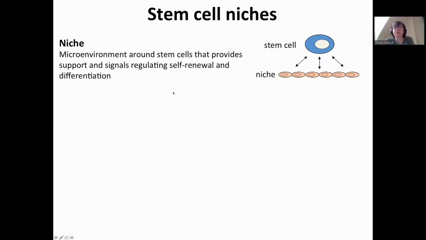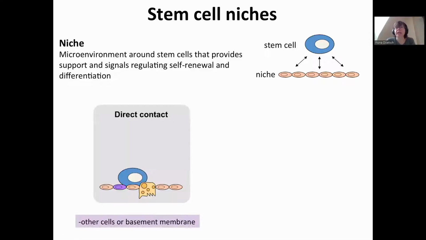So these adult stem cells then, as I mentioned, live in complex niches or microenvironments, and these provide support and signals that regulate self-renewal and differentiation. So here in blue, you have a stem cell, and in orange, you have niche cells. And there's actually a lot of signaling that occurs between the stem cells and their niche. But the two key types of information and regulation that are provided are via direct contact.